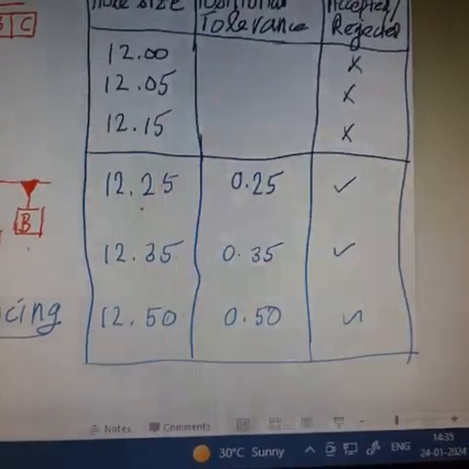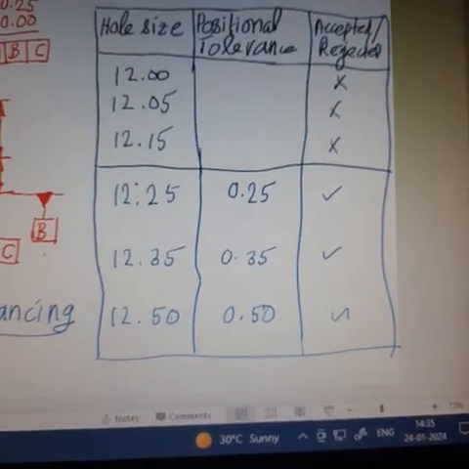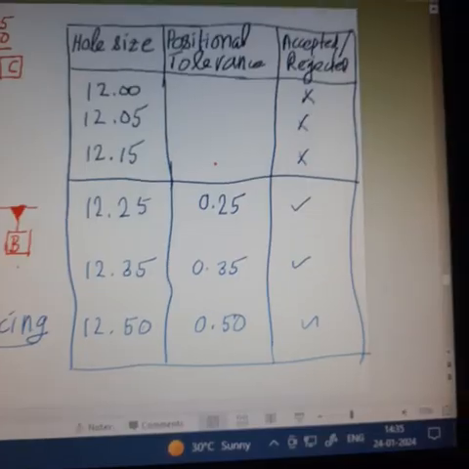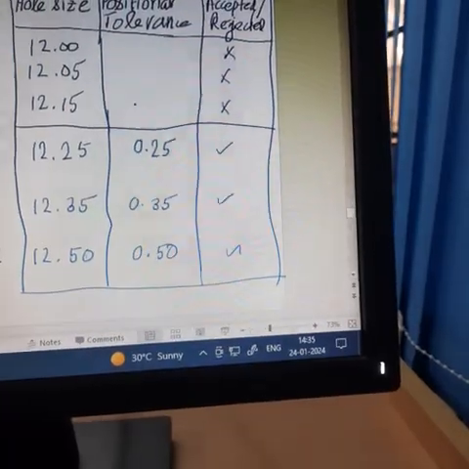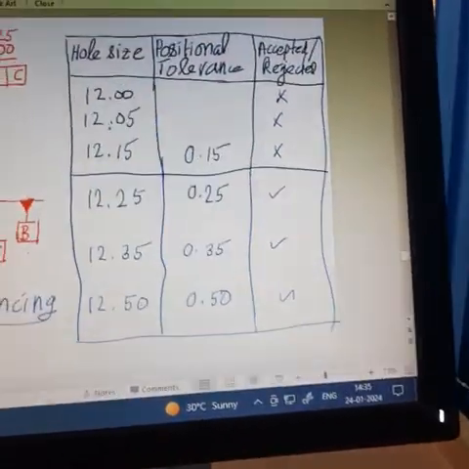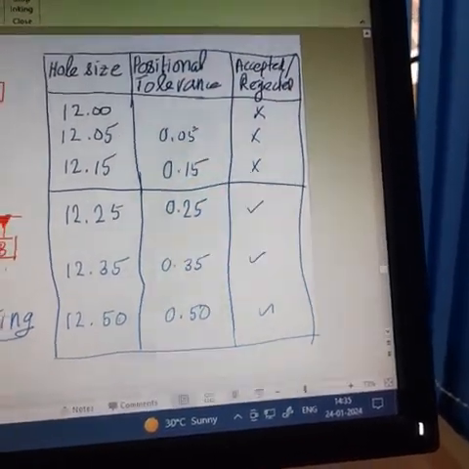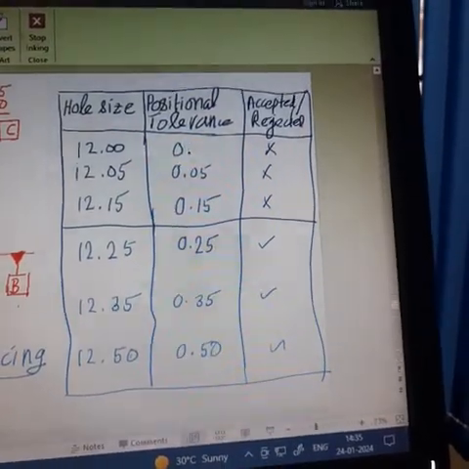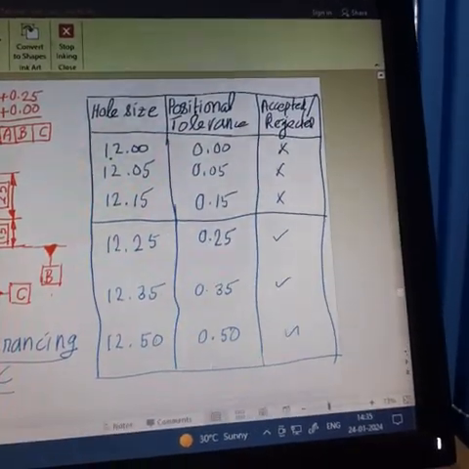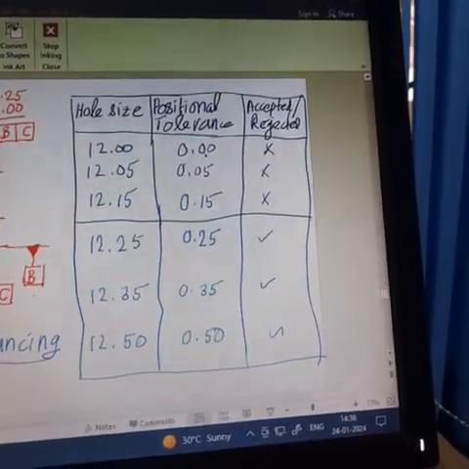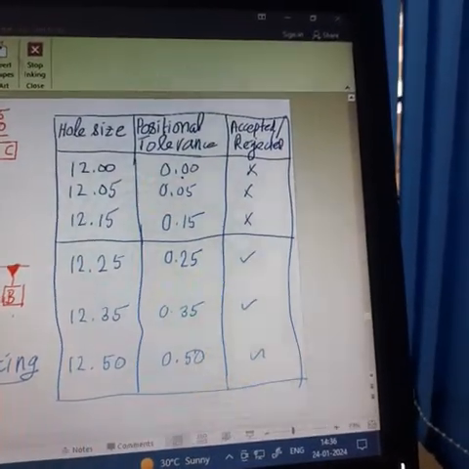When the MMC size is 12.25, the applicable value is 0.25. When the hole is reduced to 12.15, the applicable value of position tolerance is also reduced to 0.15. When the hole is 12.05, the applicable value is 0.05. When the hole is 12 mm, the applicable value is 0. So 12 is the size for which the applicable value of position tolerance is 0.